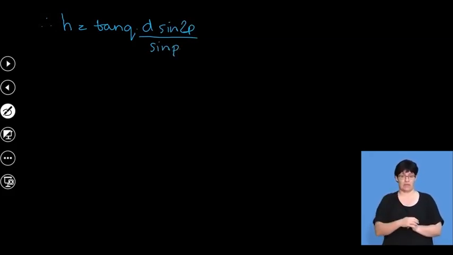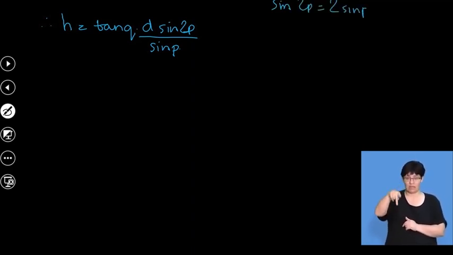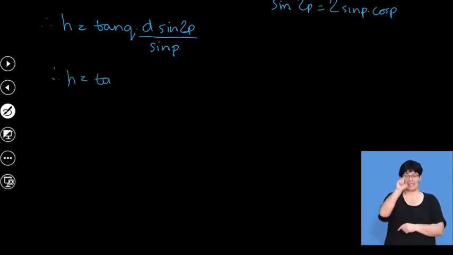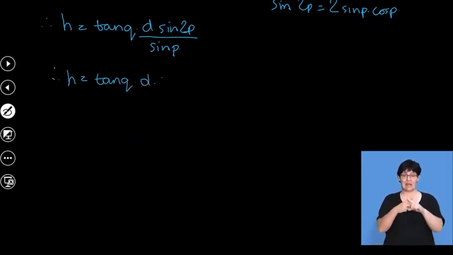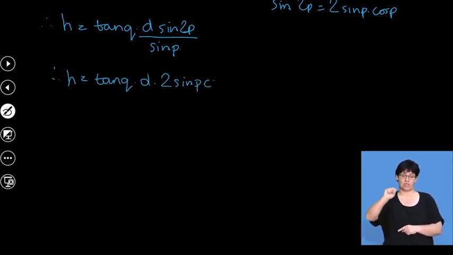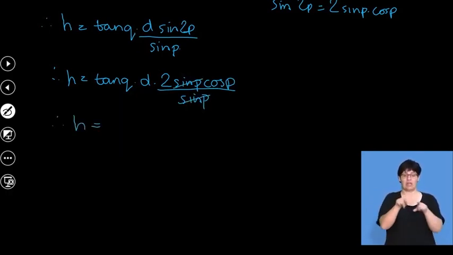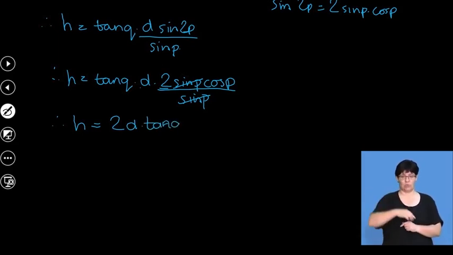And the last thing we need to do here to make this expression look like we want it to look with a cos is we need to rewrite the sine of 2P as 2 sine of P times cos of P. Okay, so therefore H is equal to tan of Q times D times 2 sine P cos P all over sine P. And those sine P's then cancel, so finally we can say therefore H is equal to 2 times D times tan of Q, there it is, times cos of P.